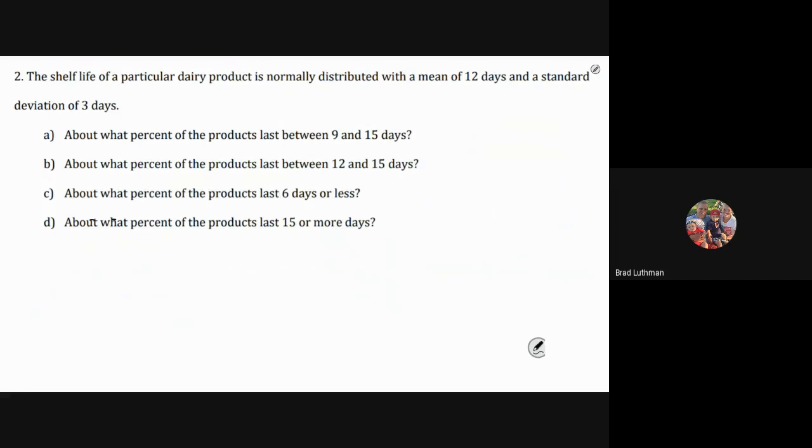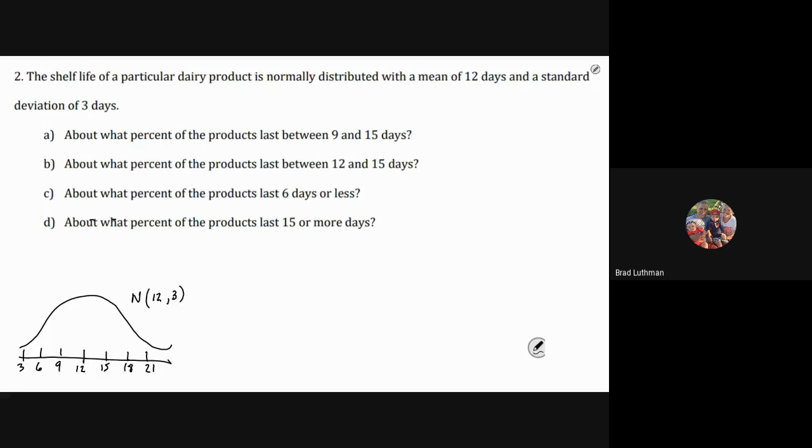Shelf life of a particular dairy product is normally distributed. Draw my normal curve. 12 days mean, 3 days standard deviation. So I want to start mapping it out. 12 days mean right there. 3 above, 3 below. So 15, 18, 21, 9, 6, 3. This is my playing field for this particular problem.